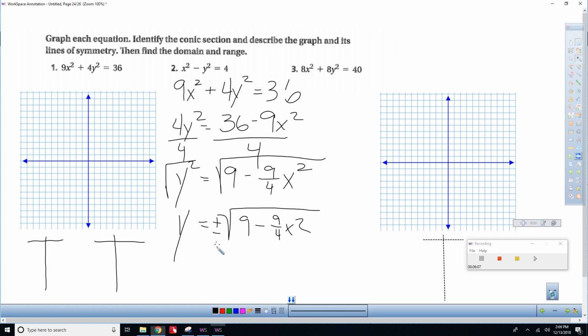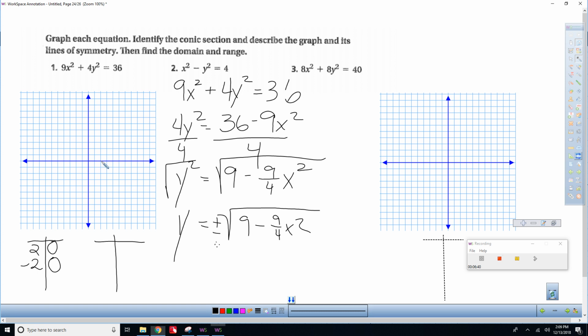Because your graphing calculator only takes things in y equals form. Okay? But what would happen if we put in a 2 for our x? Well, you get 2 squared is 4. 9 divided by 4 times 4 is 9. 9 minus 9 is 0. Nice. What if I put in a negative 2? Well, I get the same thing because negative 2 squared is the same thing as positive 2 squared.